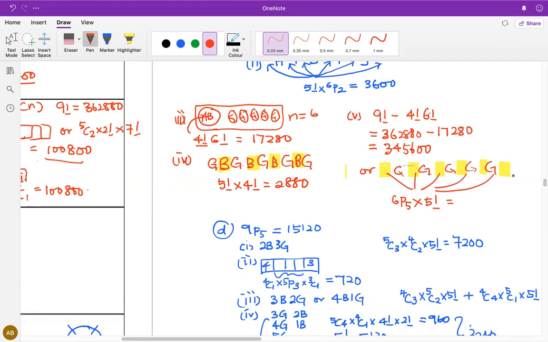One, two, three, four, 6. Okay, wrong again. 6P4, because there are only four boys. Okay, so 6P4 times 5 factorial. So we get 4, 3, 2, 0, 0.